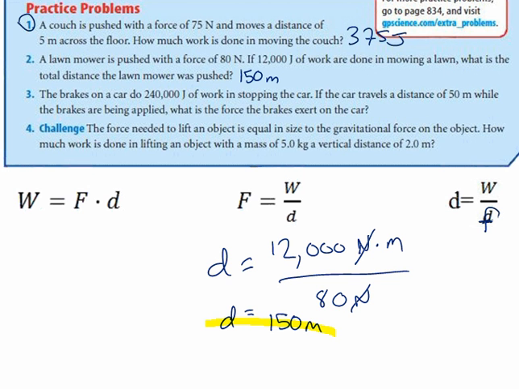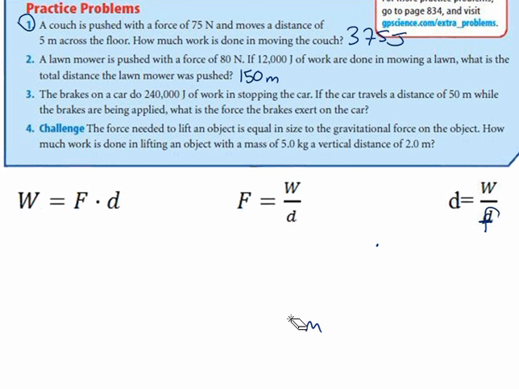Let's look at question 3. The brakes on a car do 240,000 joules of work in stopping a car. The car travels a distance of 50 meters while the brakes are being applied. What is the force the brakes exert on the car? So the equation that we're using here is going to have to find force. We're being told that the amount of work being done is 240,000 joules. So force is equal to work divided by distance.